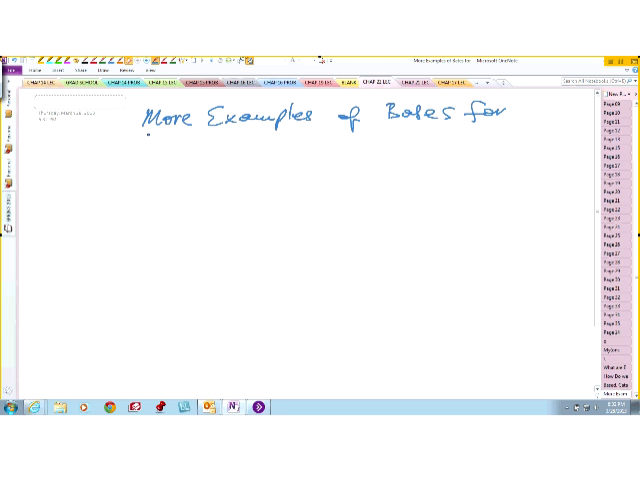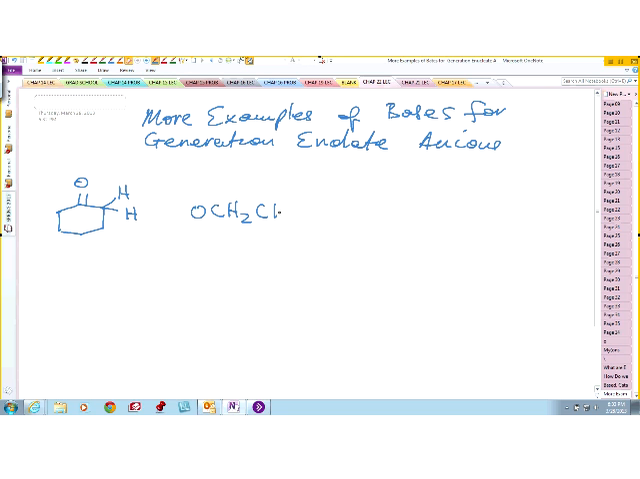More examples of bases for generation of enolate anions. We could also use this. Keep in mind the purpose for us wanting to generate enolate anion is to use this as reagent in organic synthesis. Okay, we could use this alkoxide, for example.